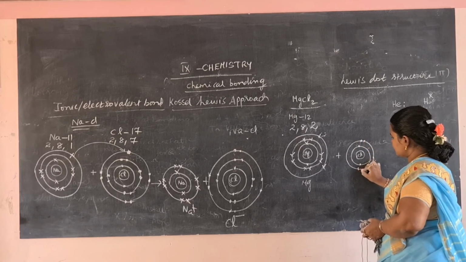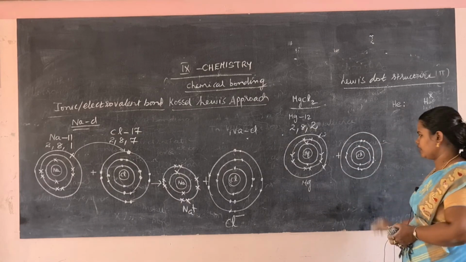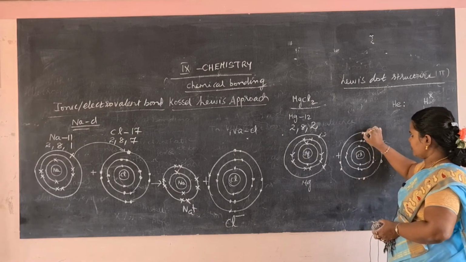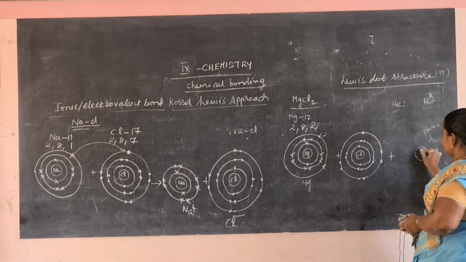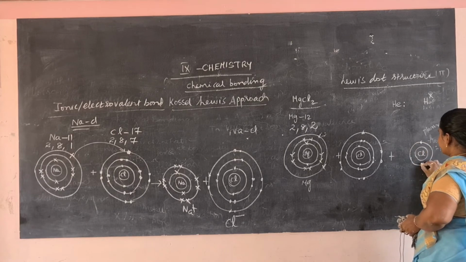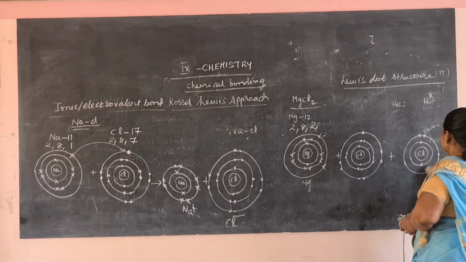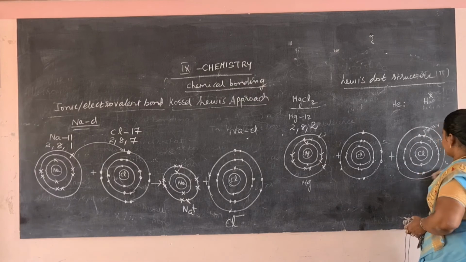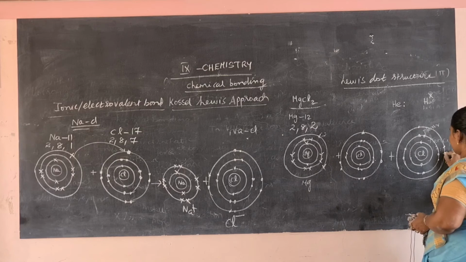4, 5, 6, 7, 8. Then how many electrons will be in the last shell? Cl has 7 electrons. Okay, 7 electrons will be there. Then for another Cl, that Cl also will have 7 electrons. So for 1 Cl we need 1 electron, then for 2 Cl we need 2 electrons, right? For one Cl, one electron is needed.